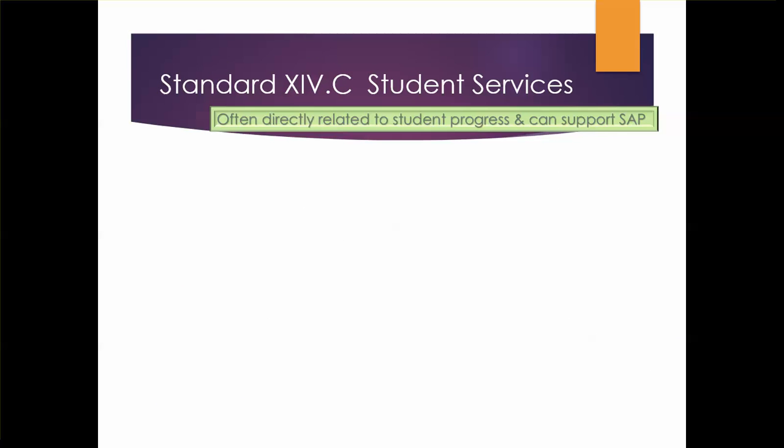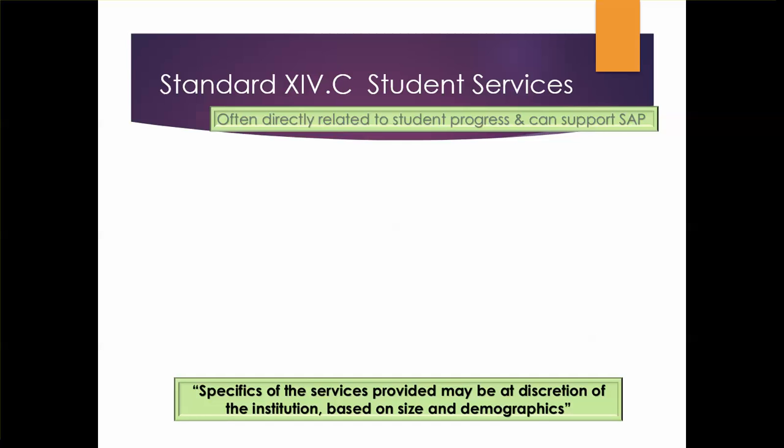Well, related to SAP, the Commission sees student services. So the student services that you offer for students are often directly related to their progress, and they can actually support their satisfactory academic progress. Now, the Commission has not outlined specific services that all schools must offer. The language in the standard states that the specifics of the services provided may be at the discretion of the institution based on size and demographics. You don't have to have a student services department with many people. These services can be offered by one person, by different people, but please do consider them.